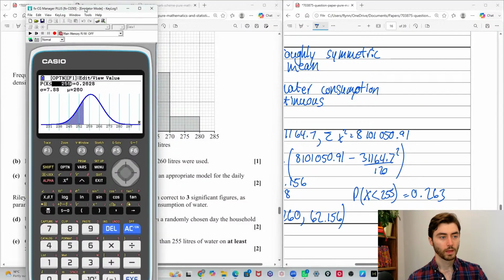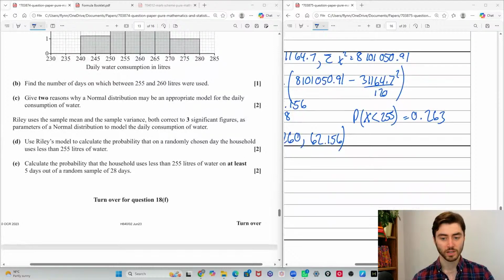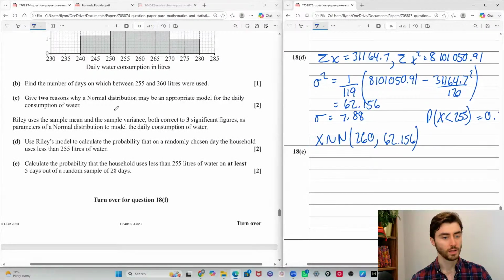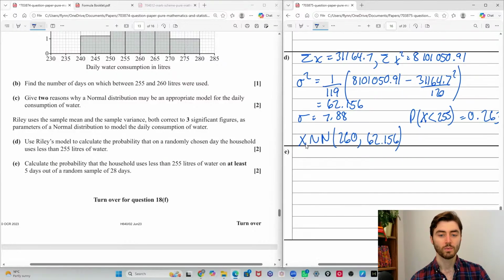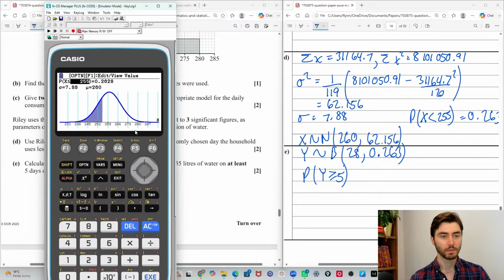Okay. I still think there was an easier way to do that for 2 marks. I just don't know what it is. Calculate the probability that the household uses less than that on at least 5 days. So now we're going to say, Y is the number of days using less than 255. We'll distribute that binomially. We're going to do it 28 times and use that 0.263 in the binomial. Probability that Y, at least 5 days, is bigger than or equal to 5. I think this calculator, the CG50, will allow me to do that directly rather than do the 1 minus version.